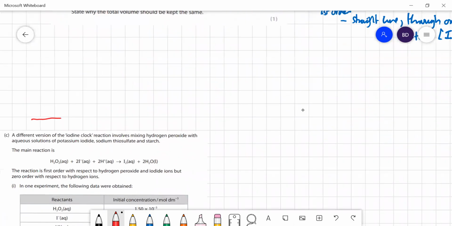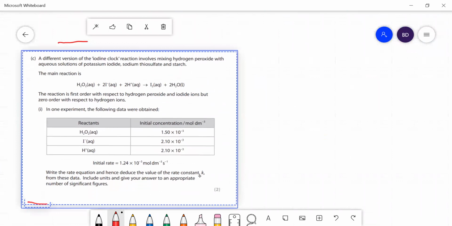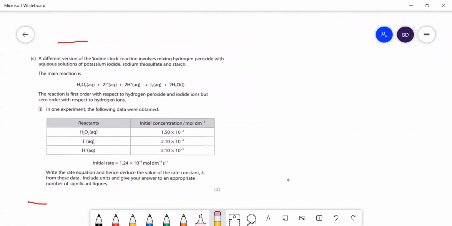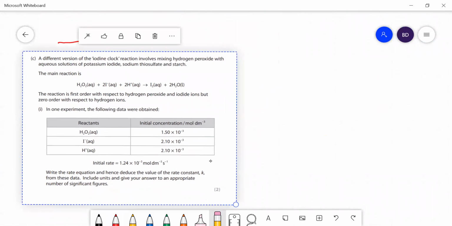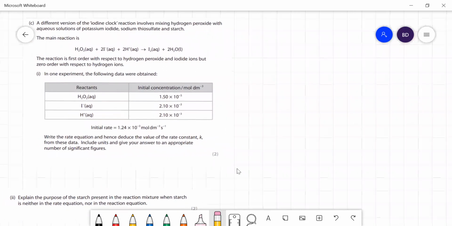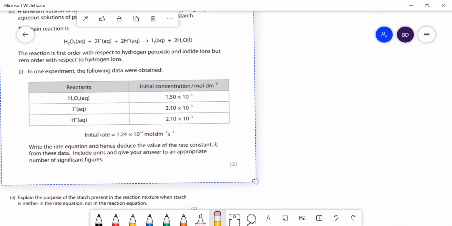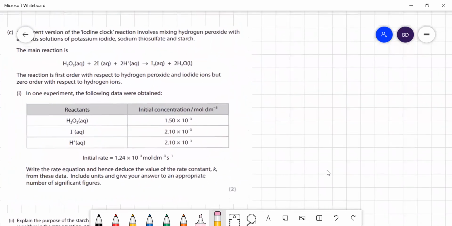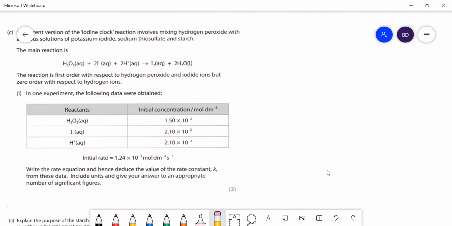Right, onto this bit now. So this is straightforward, putting numbers into a rate equation. The reaction is first order with respect to hydrogen peroxide and iodide, but zero with respect to hydrogen ions. Write the rate equation.